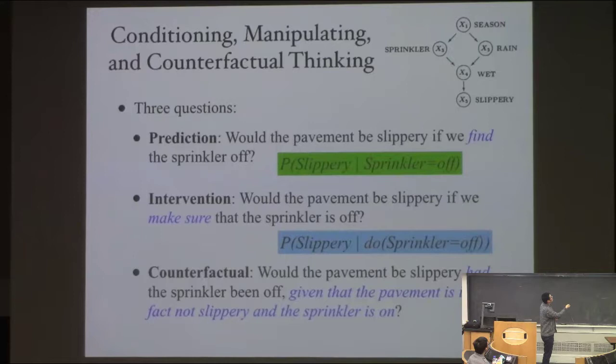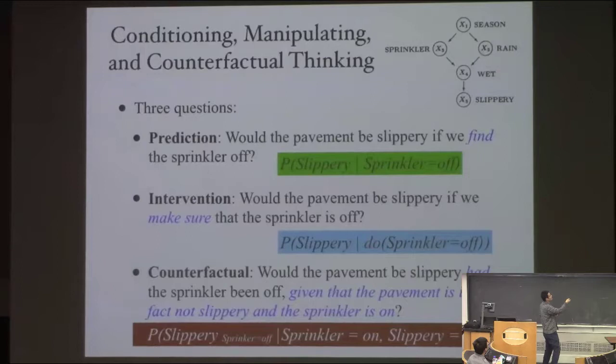However, in addition to this, we have additional information. Given that the pavement is in fact not slippery and the sprinkler is on, we observe something about this particular unit, or about the situation we are talking about. Given the additional information, we can make better predictions. So we can see this is the effect of sprinkler on slippery, given the observed properties of the unit, of the particular person, of a particular scenario, of today, and so on.